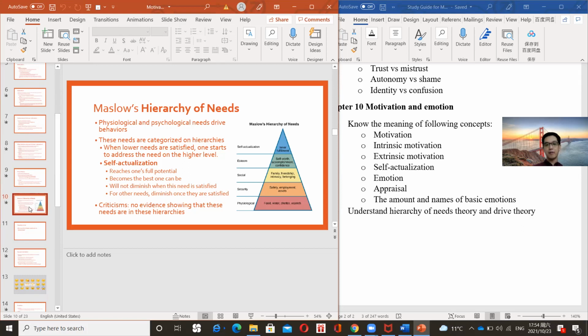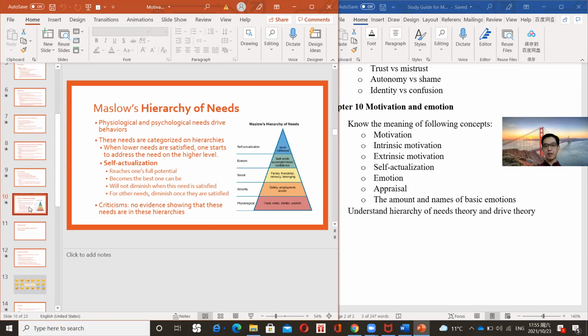And the need above social need is called the esteem need. So the esteem need is about self-worth. It is about somebody's achievement, accomplishments, the social status, the contribution to the society, and the self-confidence, and so forth. Those needs are about whether this person is worthy or not in this world. And right above the esteem need, on the top hierarchy, that is about self-actualization.